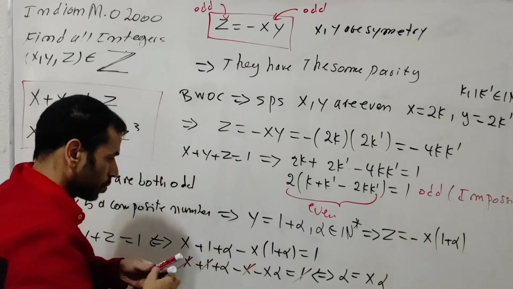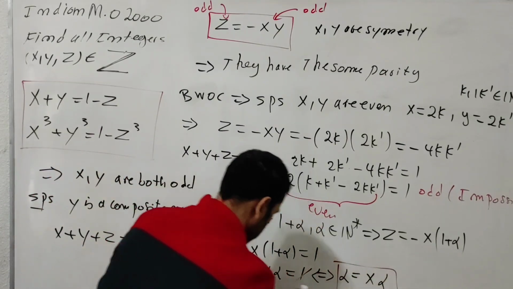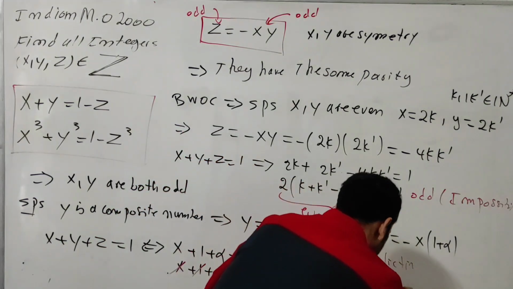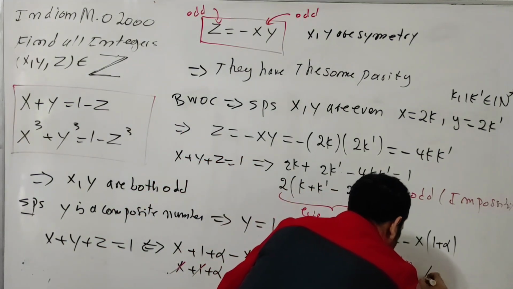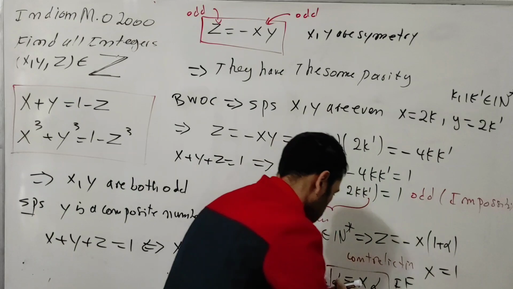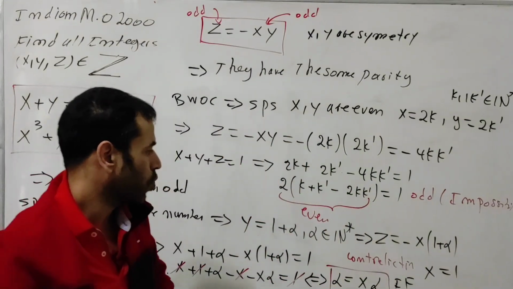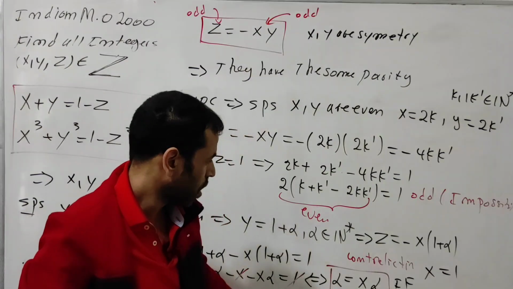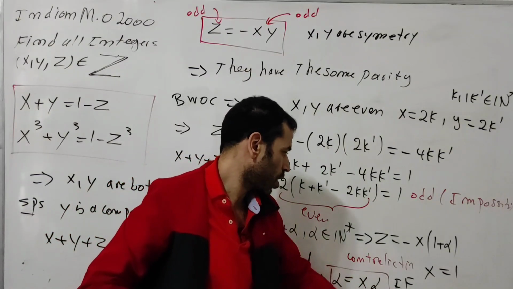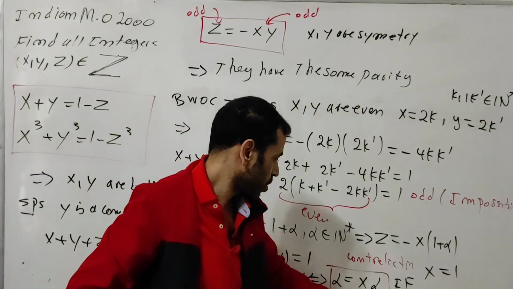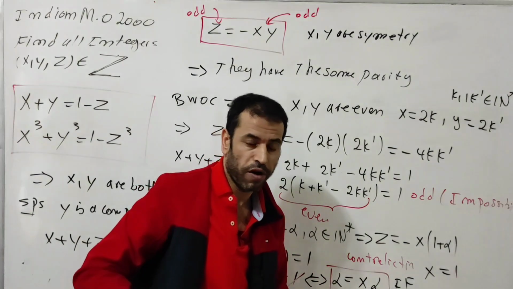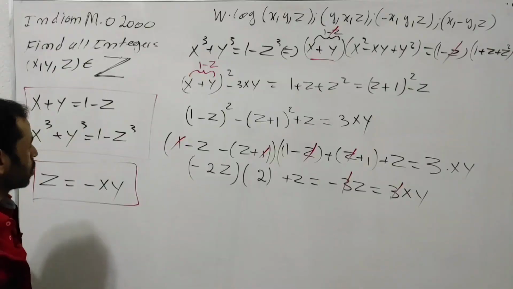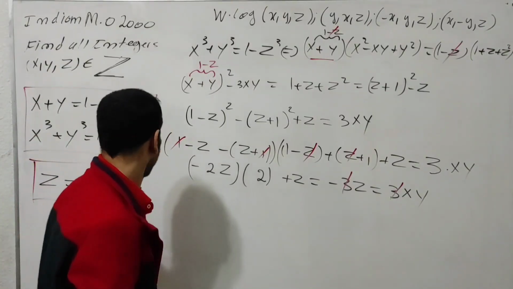This will occur if x equals 1. If x equals 1, that means y cannot be a composite number. Since x equals 1 and x and y are odd, y cannot take the value 3 or 5. And so now let's move on to solve our equation. Now I want to find the solutions of this equation.